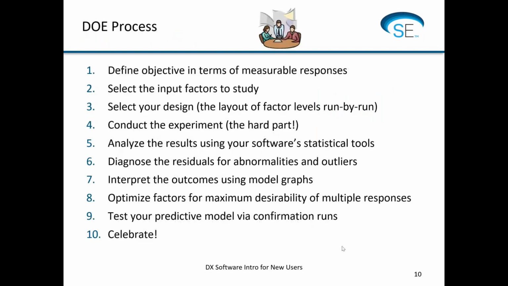All right, so I'll keep this slide brief, but the idea of the DOE process is not unlike any other experimental approach. The first thing we need to do is define what we're trying to do, and we want to do it in terms of our measurable responses. We're trying to improve the flavor of a cookie on a scale of 1 to 10.